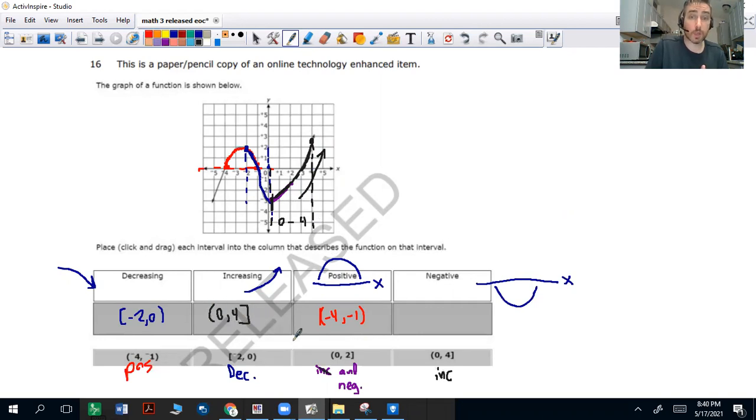Therefore, best answer I got for this one, negative. So 0 to 2 is below the x-axis. That's a negative interval. Thanks for sticking with me on that one.